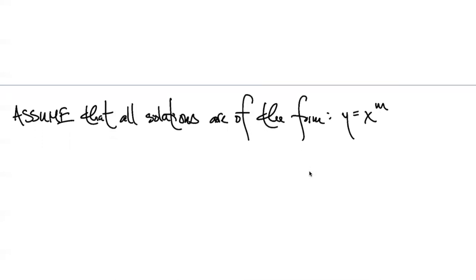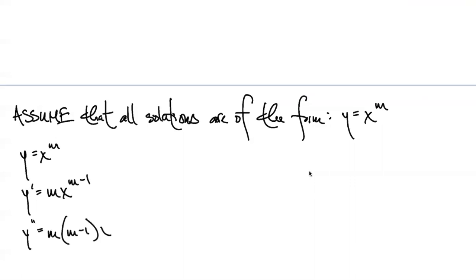And what that allows us to do is we can say y equals x to the m. y prime is going to equal, well, m is a number, so we can use the power rule here, m x to the m minus 1. And then to find the second derivative, we would use the power rule again. So we have m times m minus 1, x to the m minus 2.